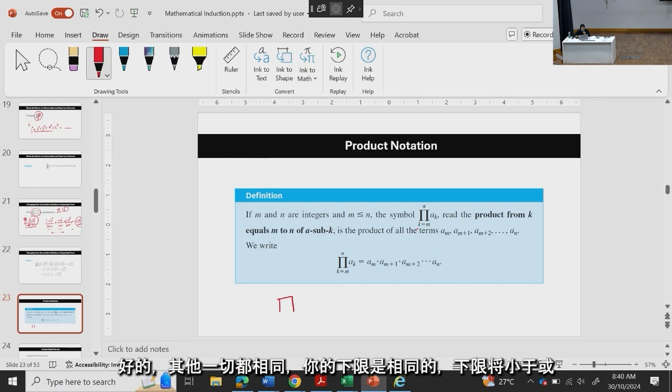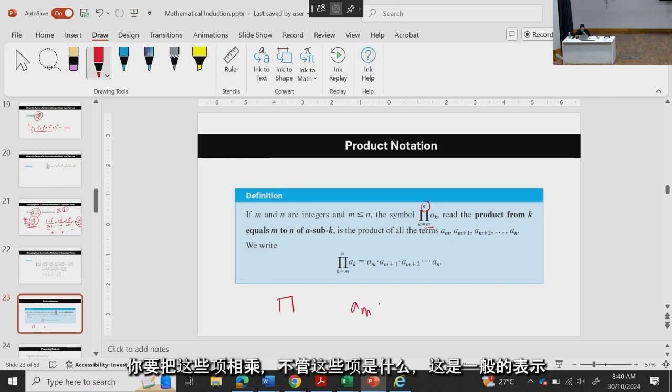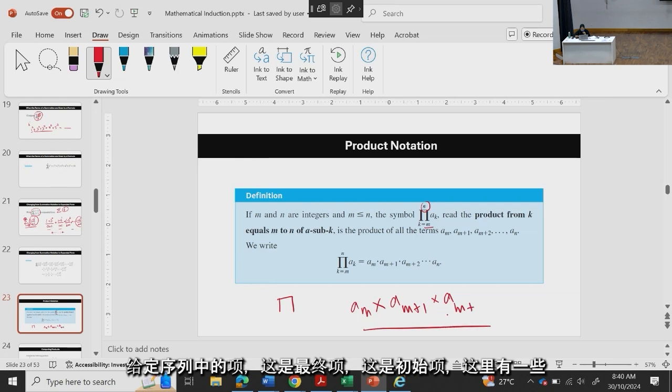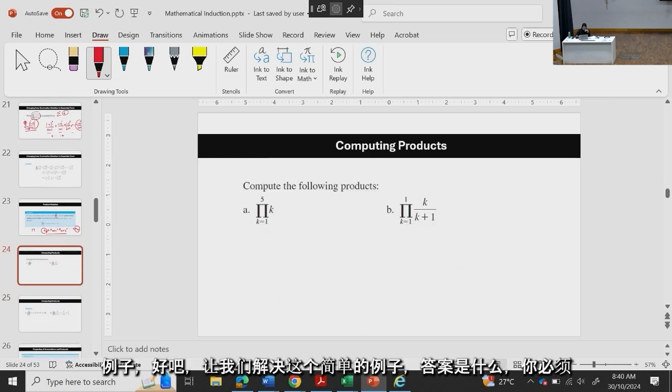Your lower limit is the same. Lower limit will be less than or equal to the upper limit, or you can say upper limit will be greater than or equal to the lower limit, same thing. And everything else will remain the same. The only difference will be that you will be multiplying the terms, whatever those terms are. And this is the general representation of terms in a given sequence. This is the final term, this is the initial term. Here you have some examples.